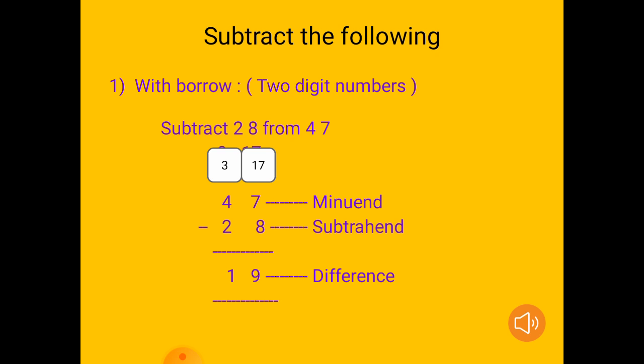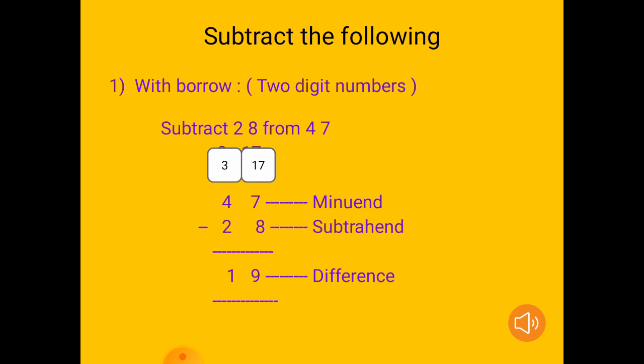Okay, let us move ahead. Subtract the following, but this time we are going to borrow. As you all can see, we are having 2-digit numbers. So our question is subtract 28 from 47. Now first we are going to write the numbers according to the place value. So 47 is our minuend, 28 is our subtrahend.